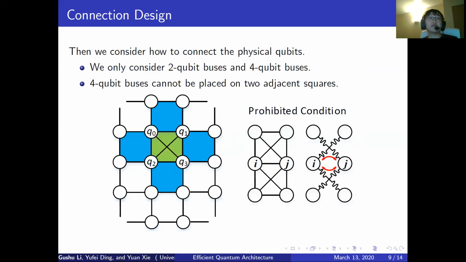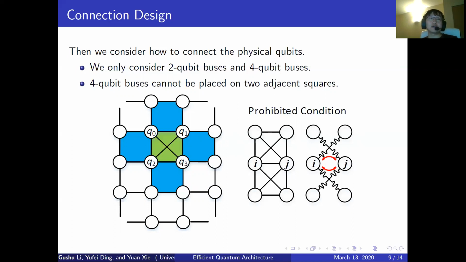The first thing we need to do in this step is to estimate the benefit of applying a 4 qubit bus for each square in this lattice. Since the only difference is the connection on the diagonals, we use the sum of the numbers of 2 qubit gates on the diagonals to represent the potential benefit of 4 qubit buses. For example, in the green square here, we use the number of 2 qubit gates on Q0, Q3, plus the number of 2 qubit gates on Q1, Q2 to indicate the benefits.